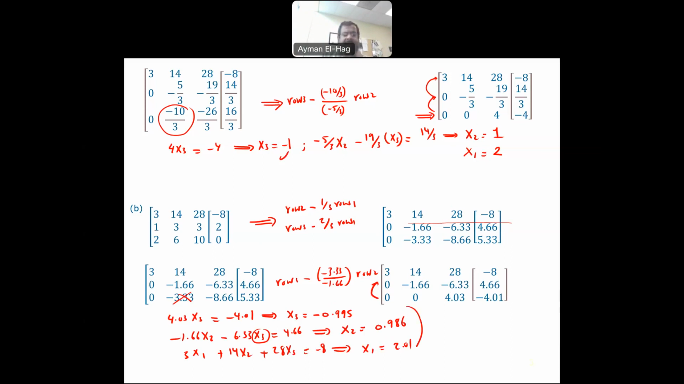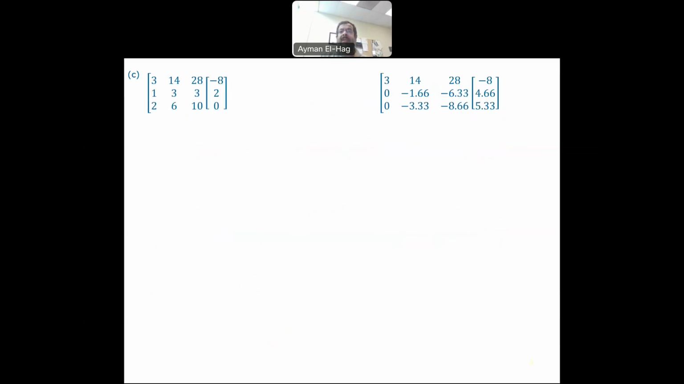Now, let's do the same thing, but I will consider partial pivoting. Going from this matrix to this matrix is exactly like part B, no difference. So this is like part B.